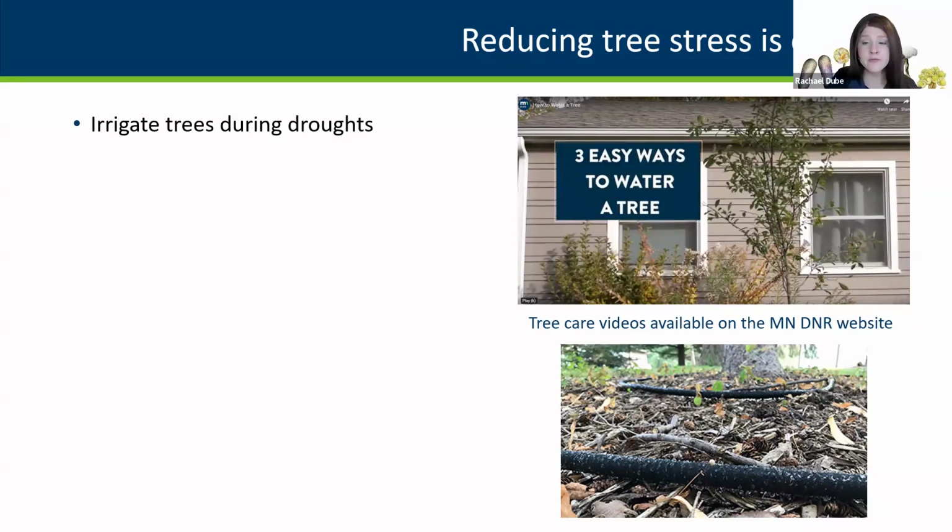And we have more information on, again, how to water mature trees on our website, using a soaker hose under the drip line for several hours when we are dry.